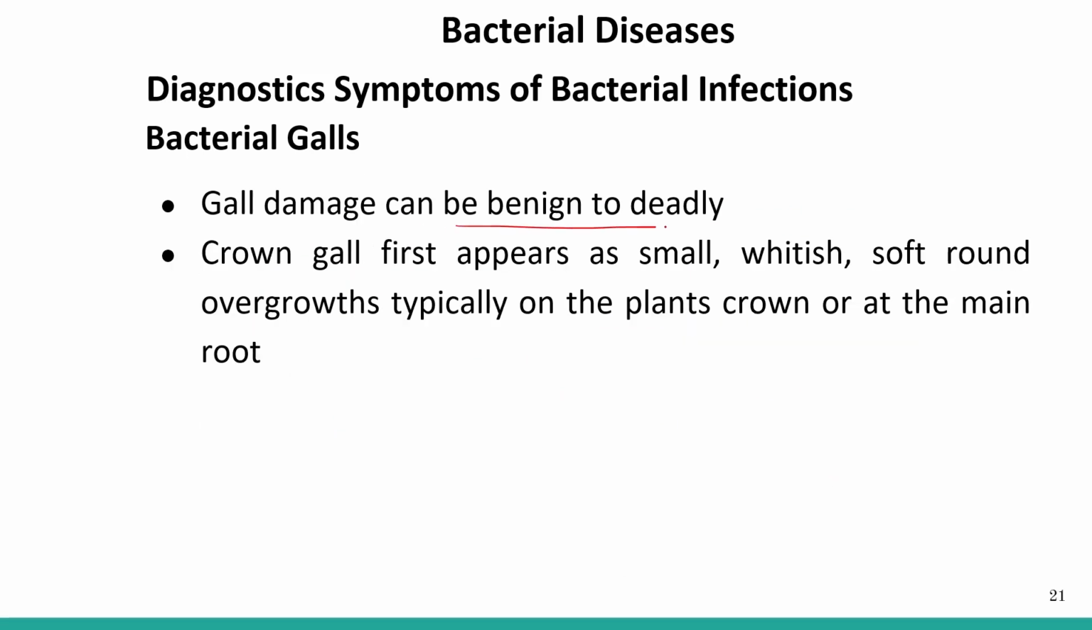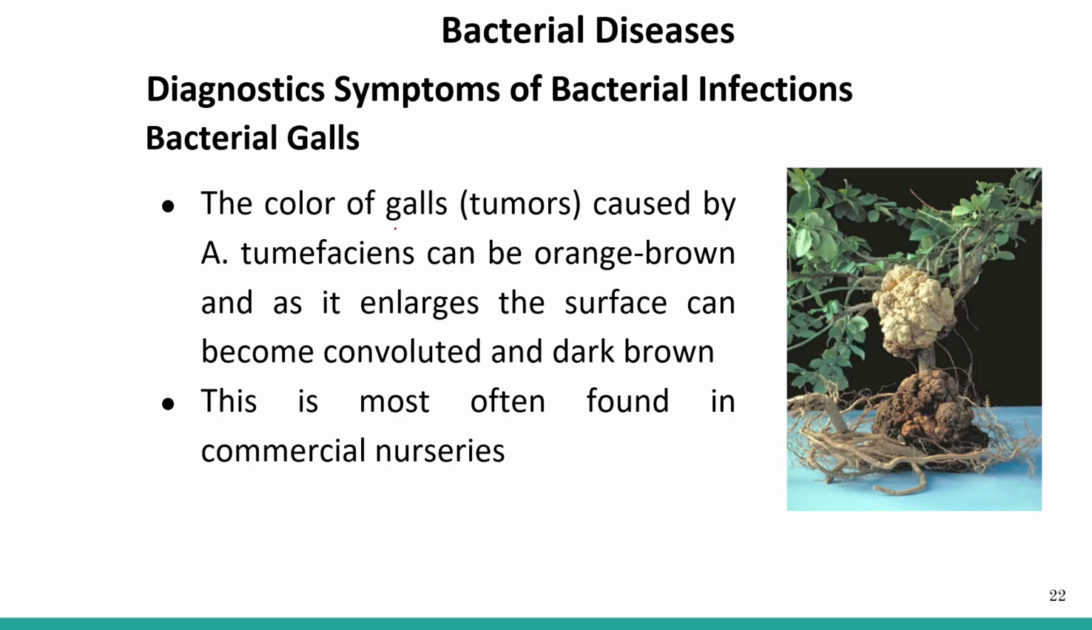Gall damage can begin to be deadly. Crown gall first appears as a small, whitish, soft, round overgrowth, typically on the plant's crown or at the main root. Galls are actually like the tumors we have seen in the case of cancer in humans. The cells divide locally and form a localized tumor-like structure.